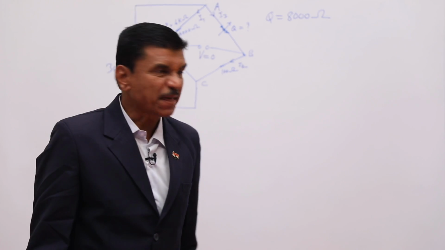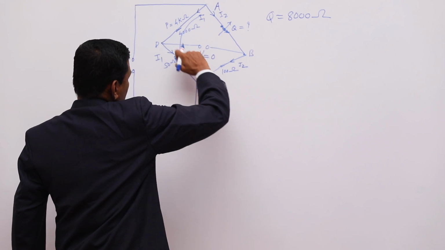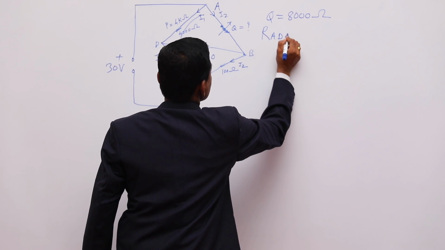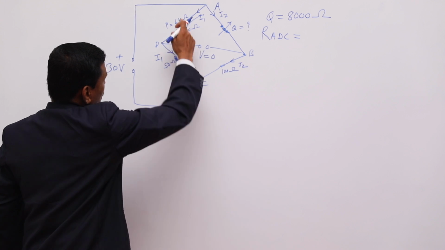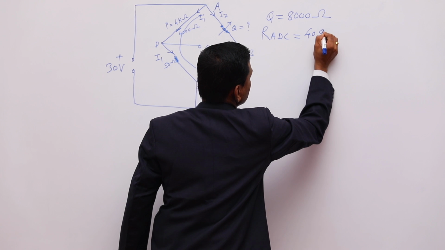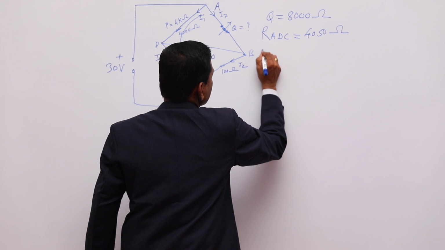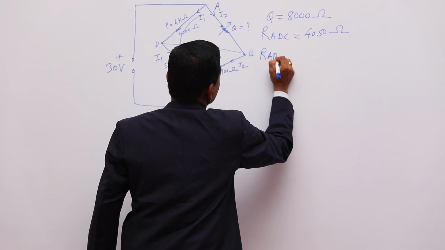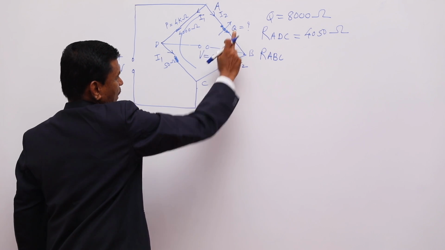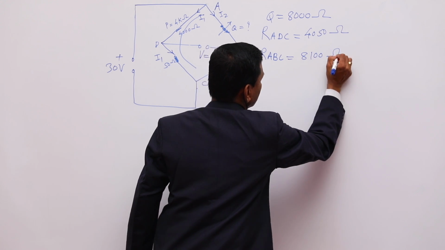Okay, then in this region the same current is flowing. So what is the total resistance here? Resistance between points A, D, C. In this path the total resistance is 4000 plus 50, so 4050 ohm. Then in this path, the resistance between points A, B, C: this is 8000 and this is 100, so the sum will be 8100 ohm.